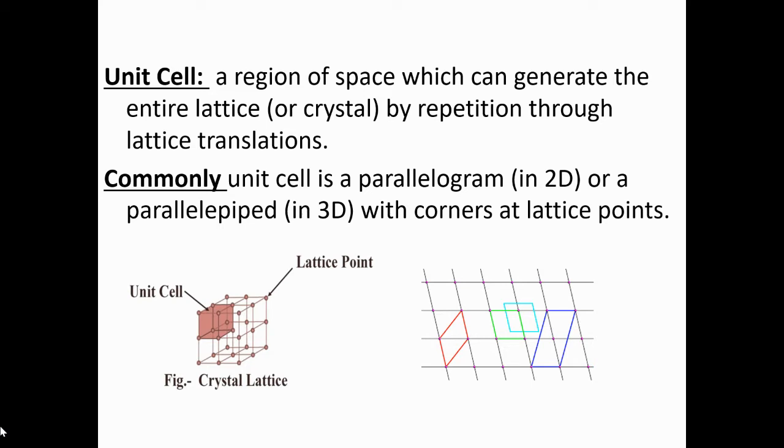The unit cell can be defined as a region of space which can generate the entire lattice or the crystal by the repetition of lattice translations. That means you can say that the unit cell is a connected region of space which can generate the entire lattice by the repetition of lattice translations. Commonly, a unit cell is a parallelogram in two dimensions or a parallelepiped in three dimensions with corners at lattice points.